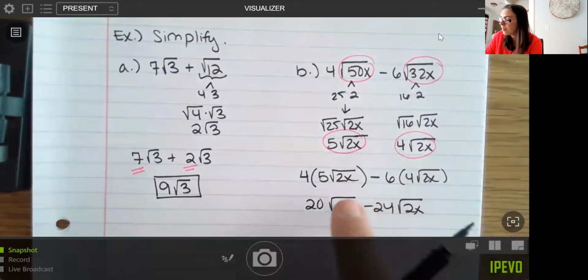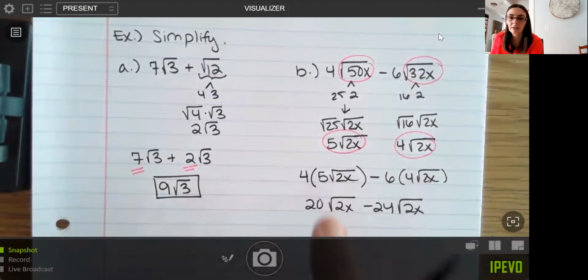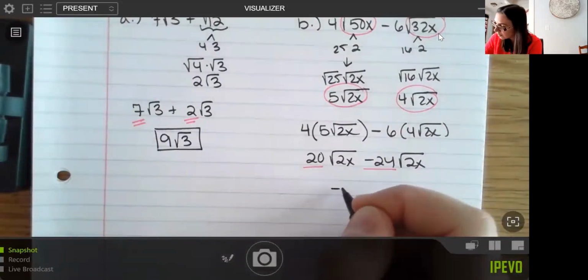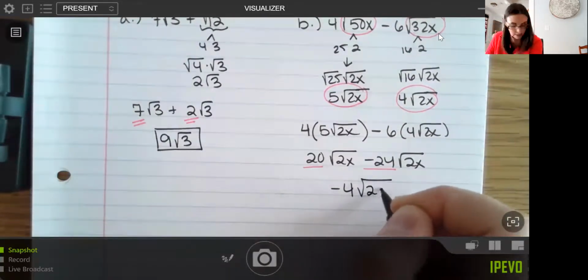Okay. Notice that when I'm multiplying here, I'm just multiplying the outside. I'm not touching the inside of the root. Once the inside of the root is simplified, you usually don't want to touch it anymore. So here, now I'm going to go ahead and subtract 20 minus 24. It's going to be -4. And then I just have that 2x.